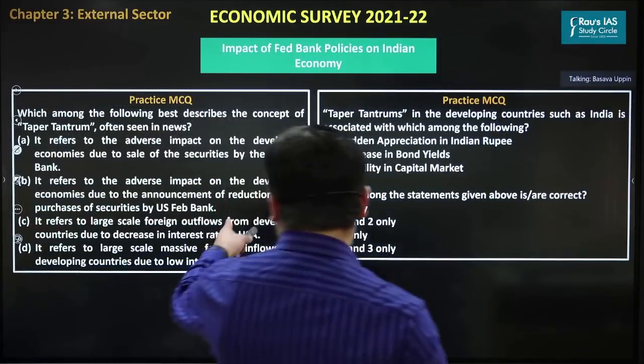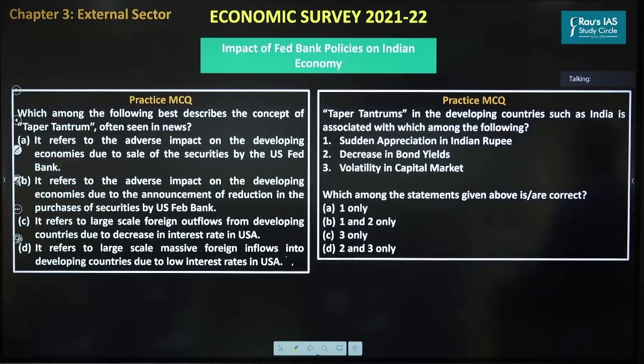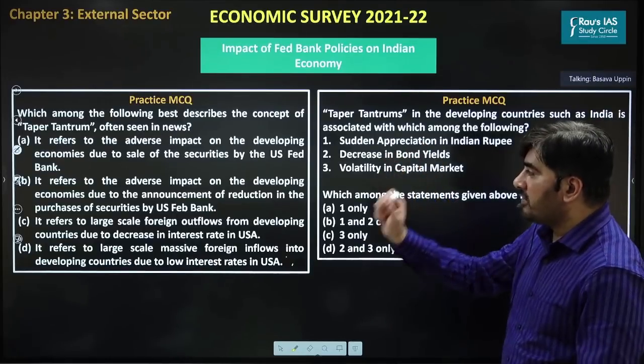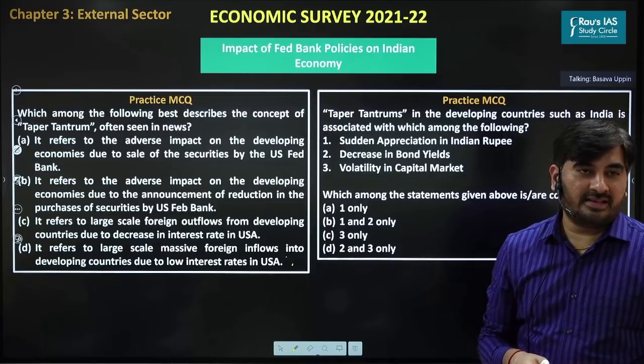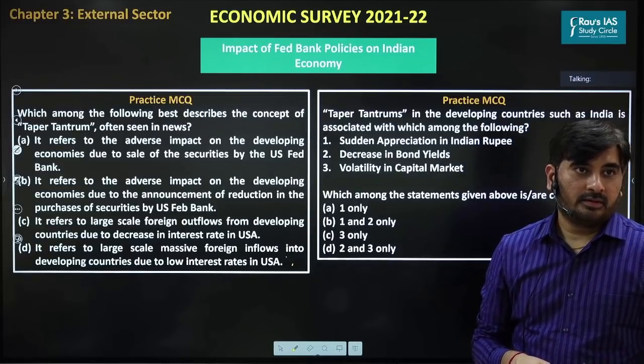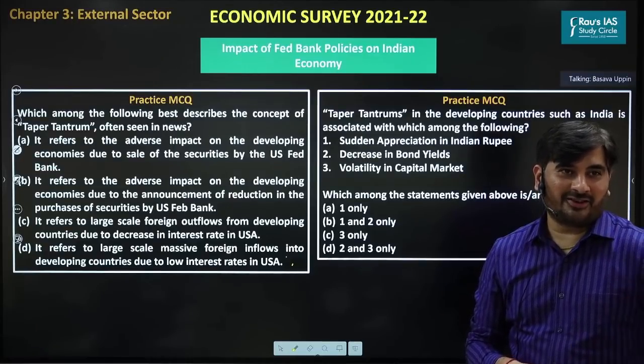Look at the practice question, this one. What do you think is the answer? Quickly. Which among the following best describes the concept of taper tantrum often seen in news? I'm waiting for everyone to answer. Please answer, all of you. Unless you answer, how will I know whether you understood the concept or not?